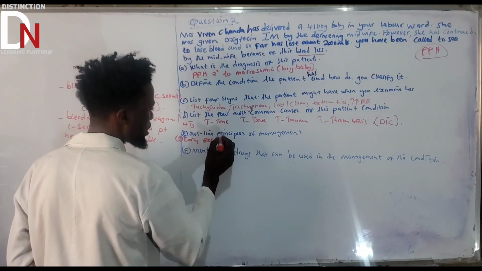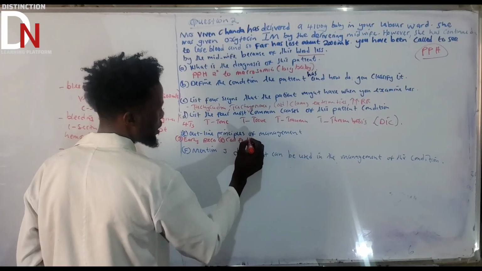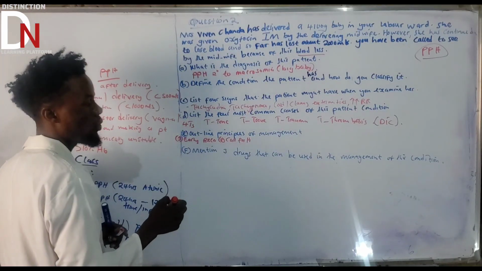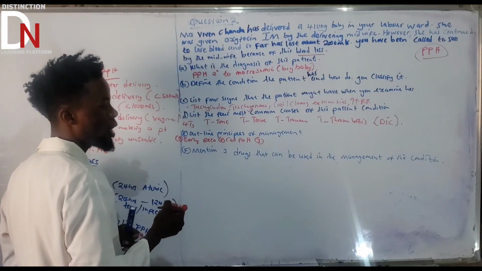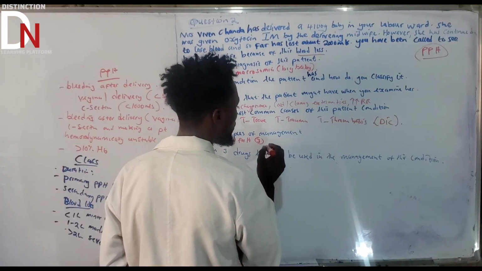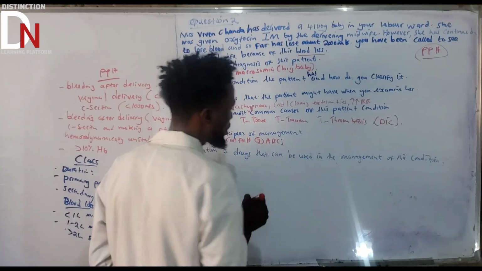Now the second one, what did I say? After you recognize that, then you call for help. So let's just say call for help. Number 3. What is the third principle now? If you call for help, you resuscitate by doing the ABCs. You do that ABCs.